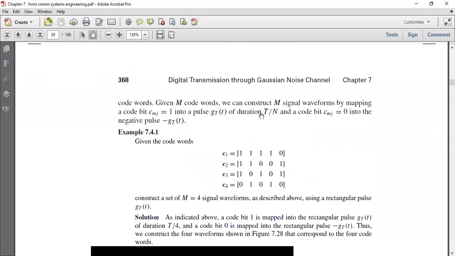Given m code words, we can construct m signal waveforms. So using these code words, we can generate m signal waveforms by mapping a code bit C_mj equal to 1 into a pulse g(t) of duration T/n, and a code bit C_mj equal to 0 into a negative pulse, minus g(t). If we want to transmit a 1, we use a positive pulse g(t) of duration T/n, and if we want to transmit a 0, we take the negative of that. So let us see this.